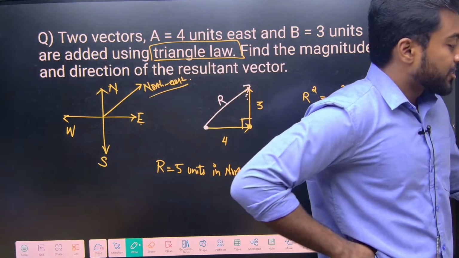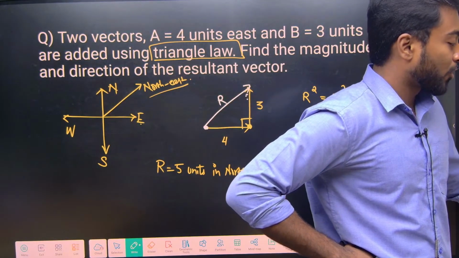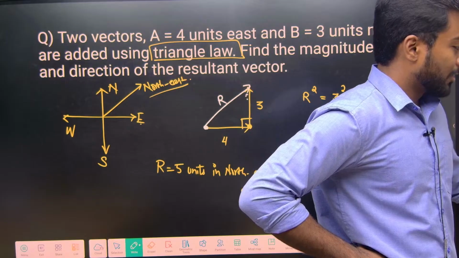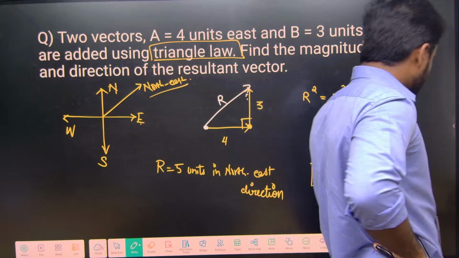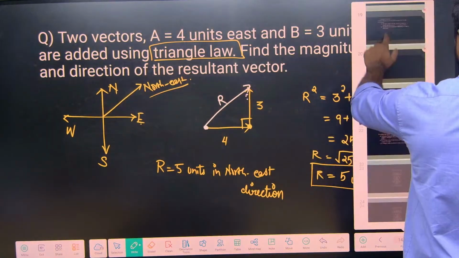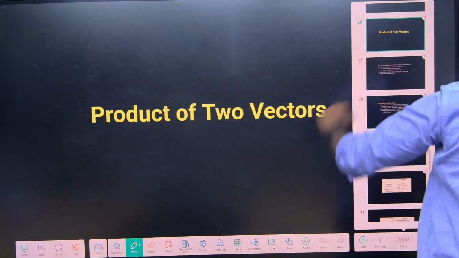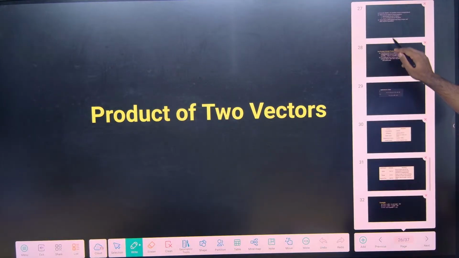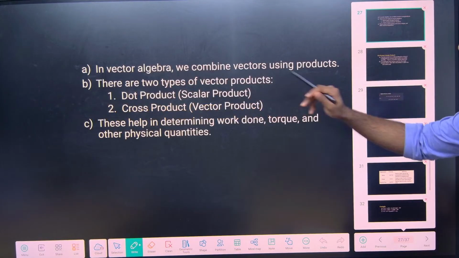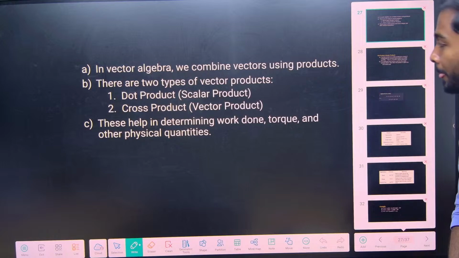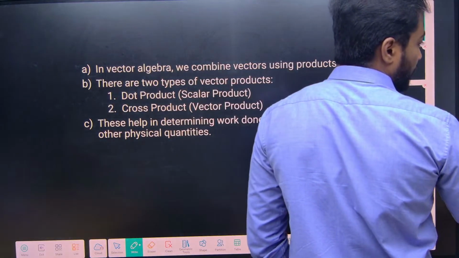Cross product questions, please. We'll do the cross product also. Yes, see, we'll do cross product, dot product, everything we will do. I am having that. See, product of two vectors. So in this we'll have dot products as well as cross product also. Okay, we'll do those questions also. No need to worry about that.